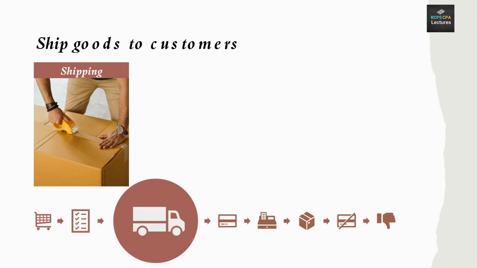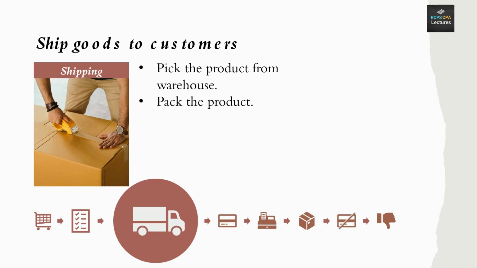After the credit is approved, then the next step is to ship the goods to the customers. The shipping department is responsible for ensuring that products are shipped to customers accurately and on time. The shipping department typically starts by picking the products that have been ordered from the warehouse, verifying that they are the correct products, and confirming the quantities.